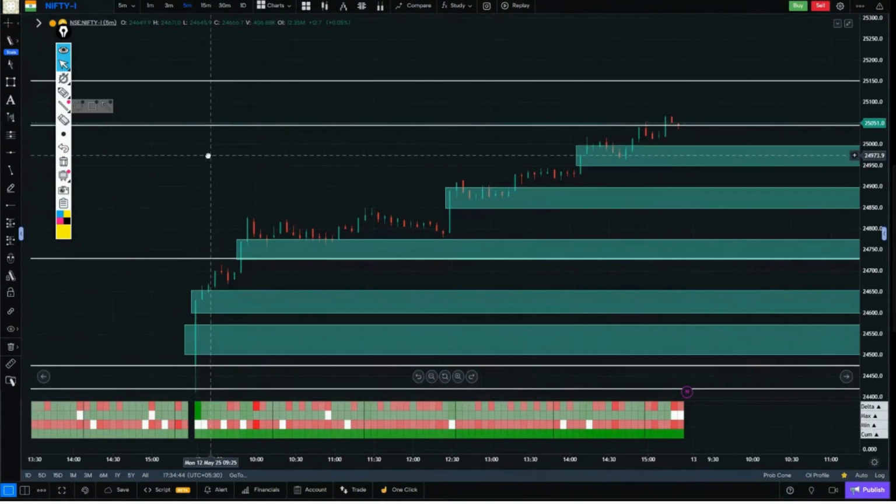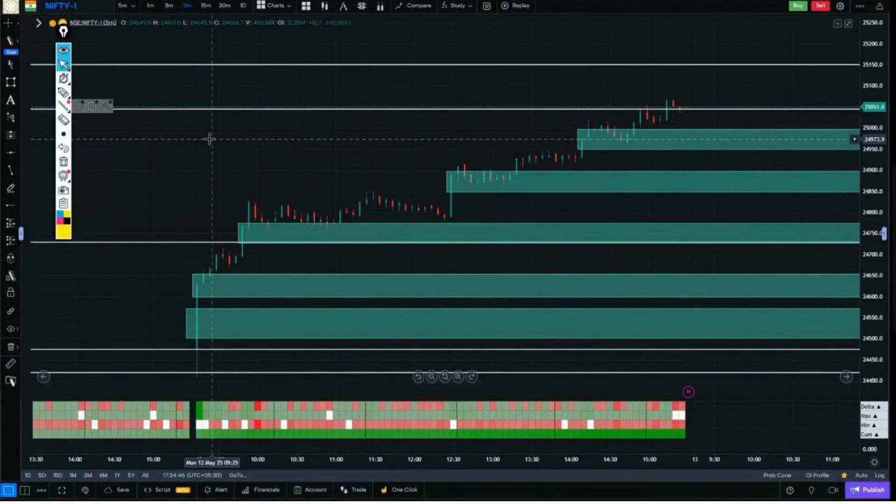This was today's analysis of Nifty. It worked very perfectly. Today, the order flow gave a solid confirmation everywhere, very perfectly.